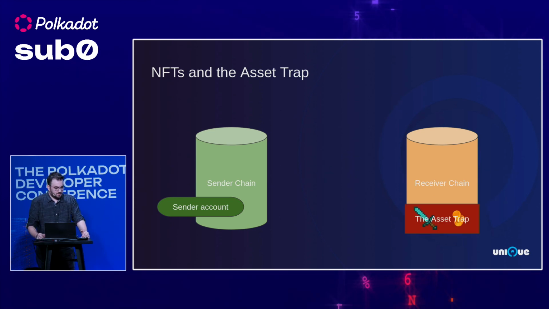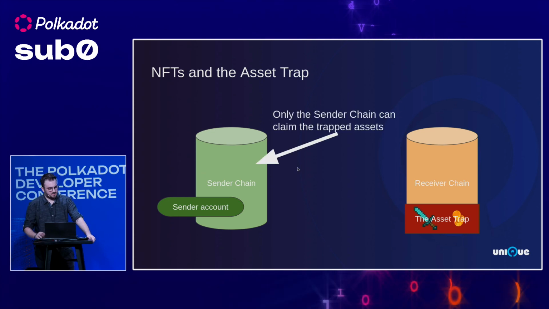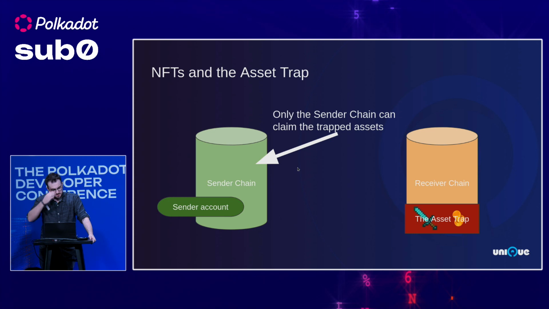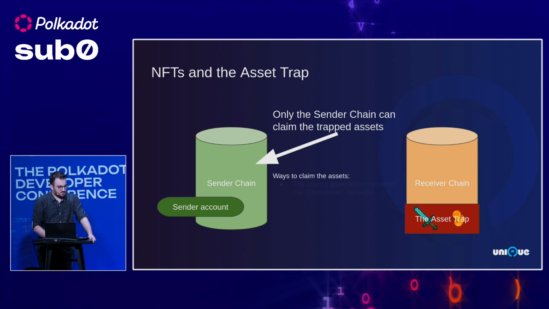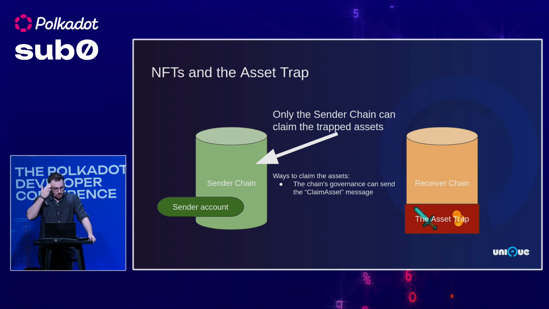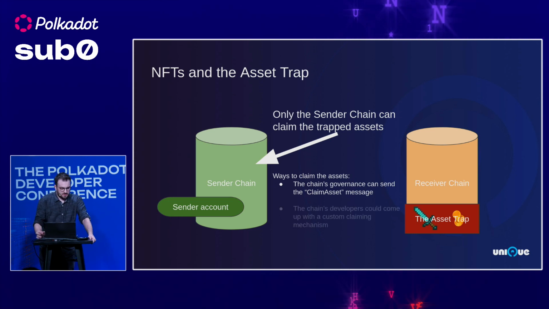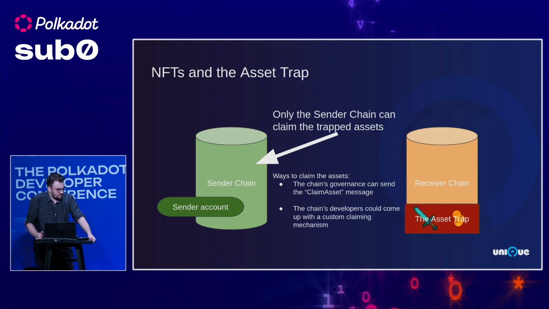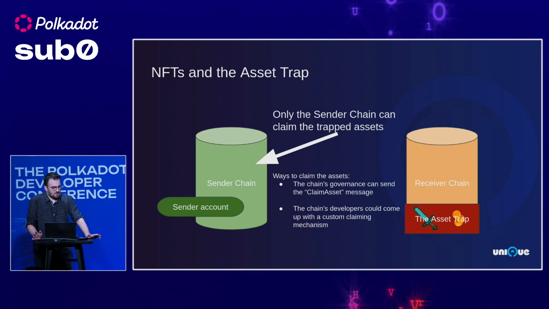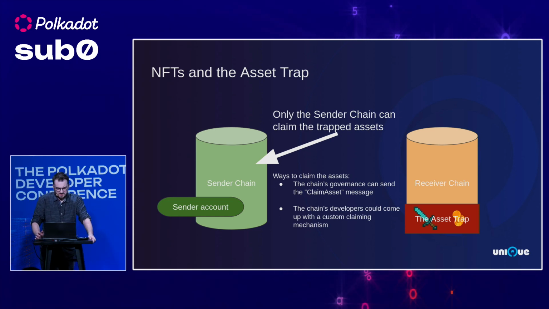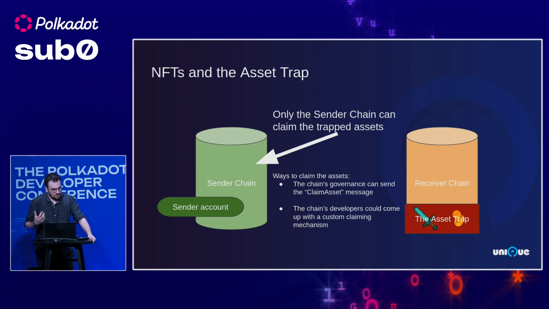Luckily, the trapped assets can be claimed, but only the sender chain itself can claim the trapped assets. This makes it difficult to claim the assets because you need either to appeal to the sender chain's governance or to use some custom claiming mechanism provided by the sender chain, if one even exists. So appealing to the chain's governance is not a convenient way to solve a minor issue like trapped assets. Also, it is not easy for a chain team to develop a custom claiming mechanism, especially if more than two chains are involved.